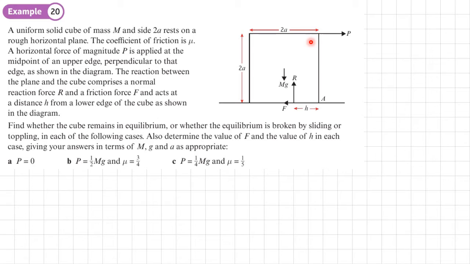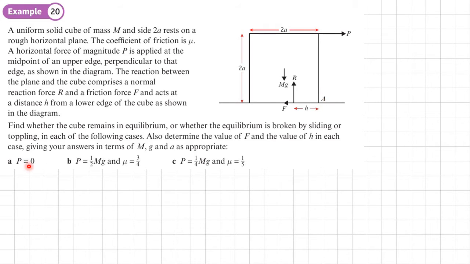Now, in all three of these cases, we're going to be resolving vertically, we're going to be resolving horizontally, and we're going to be taking moments about A, since it's going to be moving towards the right. This is the point here, this leading edge, this corner of the cube, where toppling is going to take place. It's going to topple or turn about A. So we want to take moments about A.